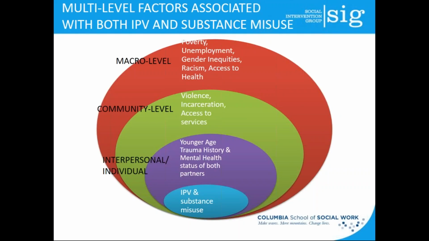So in addition to these multiple ties between substance use and intimate partner violence, they also share common multi-level risk factors. Poverty, unemployment, and access to health care affect both, driving both IPV and substance misuse, as does neighborhood levels of violence, incarceration, and access to services. And at an interpersonal, individual level, younger age is associated with both IPV and substance misuse among survivors and perpetrators, as well as the mental health status of both partners.